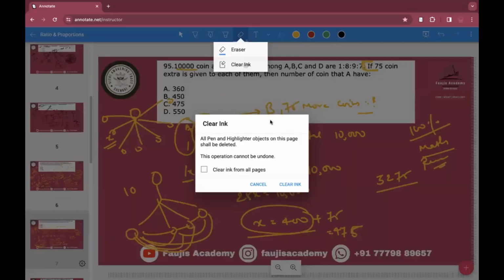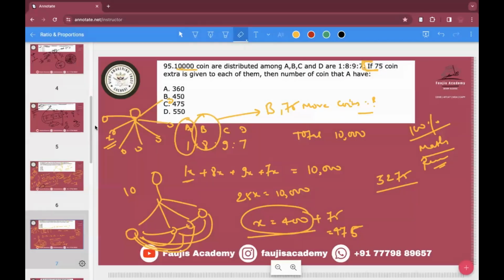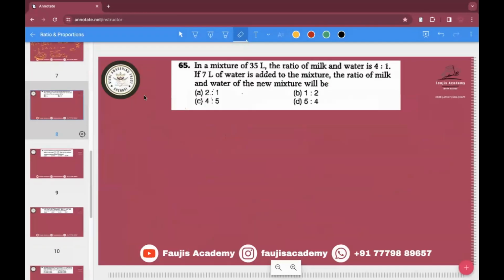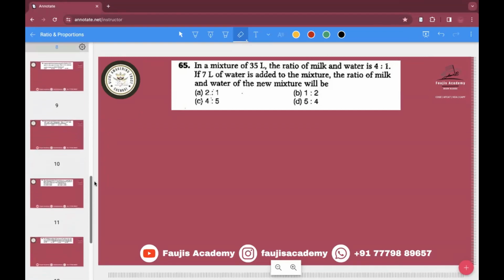We'll move to the next question, ladies and gentlemen. It's a question of mixture and alligation, but this question can also be solved using ratio and proportion. We'll solve it in mixture and alligation as well, but over here we'll use the ratio and proportion method. Please take your time. At 6:45, I'll be here to discuss it. Please be quick a little bit.